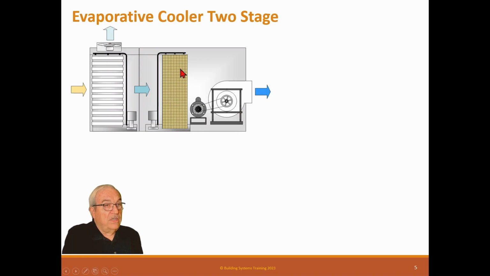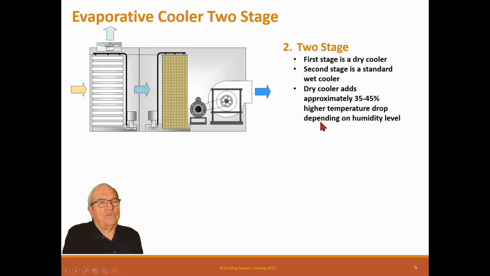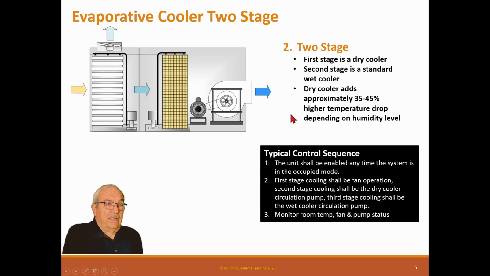And of course, this cell deck is operating like an air washer. It has a pan, takes the water, runs it over there, and this fan, inducing the air, is cooled by that moisture. So we have both dry bulb and wet bulb cooling going on within this two-stage cooler. First stage is dry cooler. Second stage is standard wet cooler. Dry cooler adds approximately 35 to 40% higher temperature drop depending on the humidity level. So that can be important.